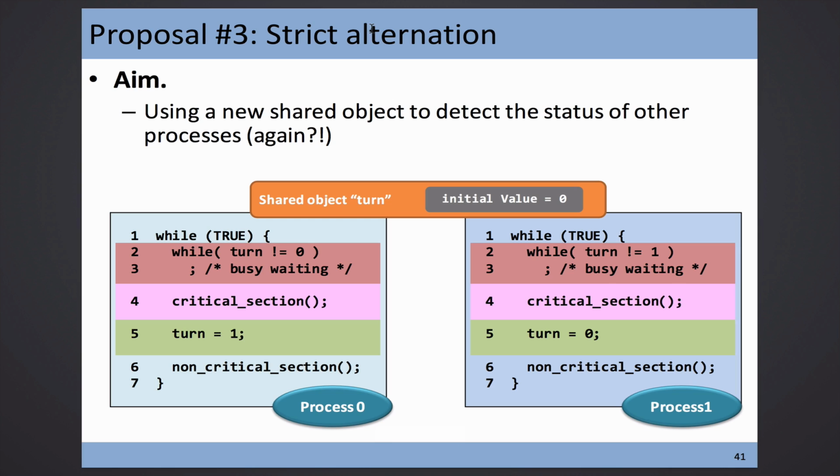Can process 0 execute its critical section twice in a row? Can it? Try to understand this code. I give you one or two minutes to discuss it. Where is it possible? The answer can easily be found in the title of this PowerPoint. Look at the title of this PowerPoint.